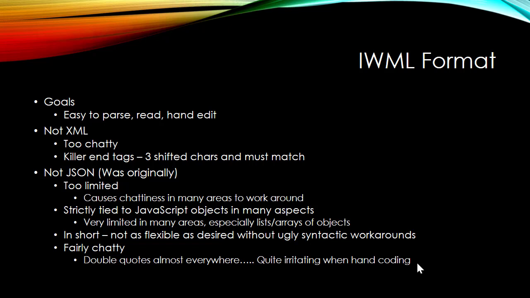So we also tried JSON. And the original IWML files were JSON, but the biggest problem with JSON is JSON was designed to address the chattiness of XML, and they did a fairly good job on that, but it's really limited. It's really tied to how a JavaScript object works, and it can be used with other languages too, but it becomes obvious very quickly that it's basically directly tied to JavaScript objects, and there's a lot of limitations, especially around the subject of arrays or lists of other objects. It does arrays of strings and numbers and symbol types just fine, and it can do objects as well, but it gets really chatty really fast.